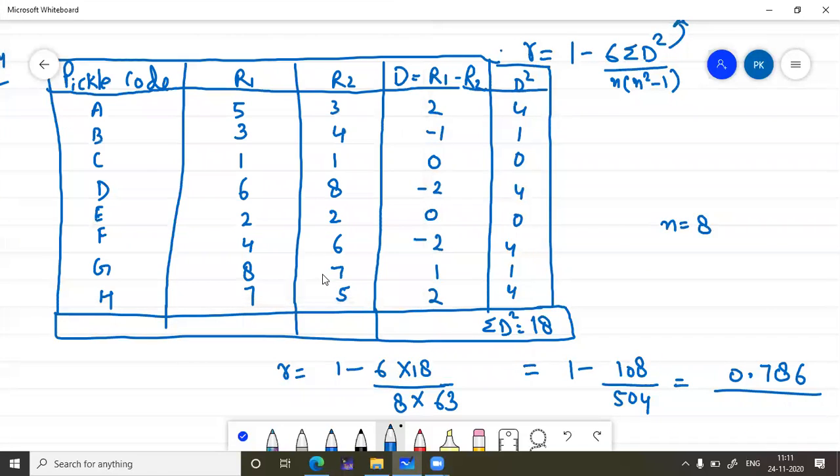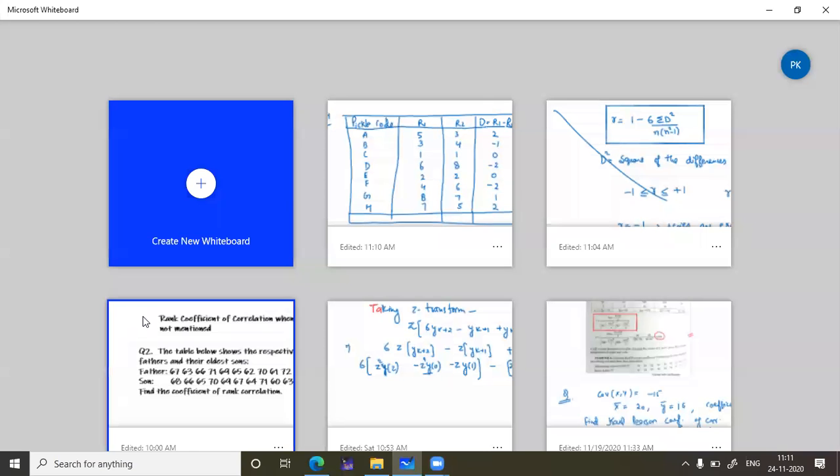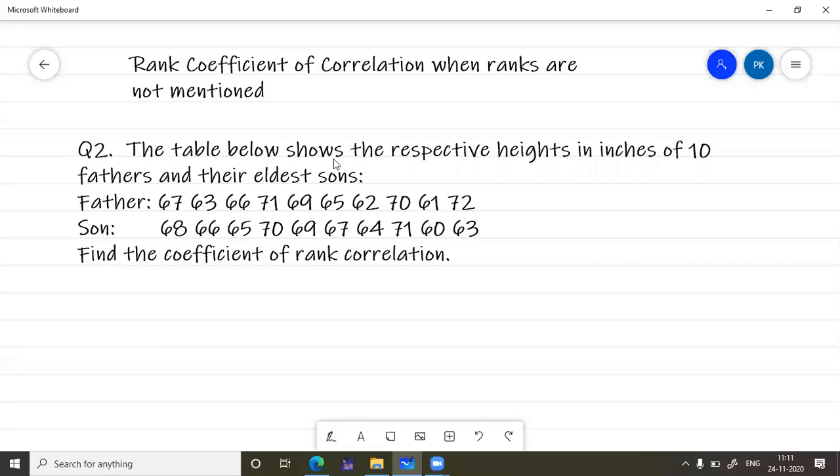Now, in some cases there is a possibility that the ranks are not mentioned. So first we have to obtain the ranks by assigning them and then evaluate. So I'm taking a problem in which the rank is not assigned. This is another case, rank coefficient of correlation when the ranks are not mentioned.